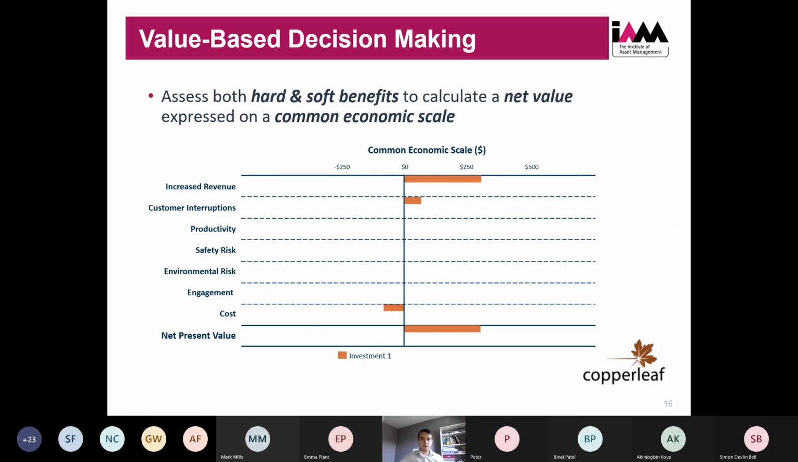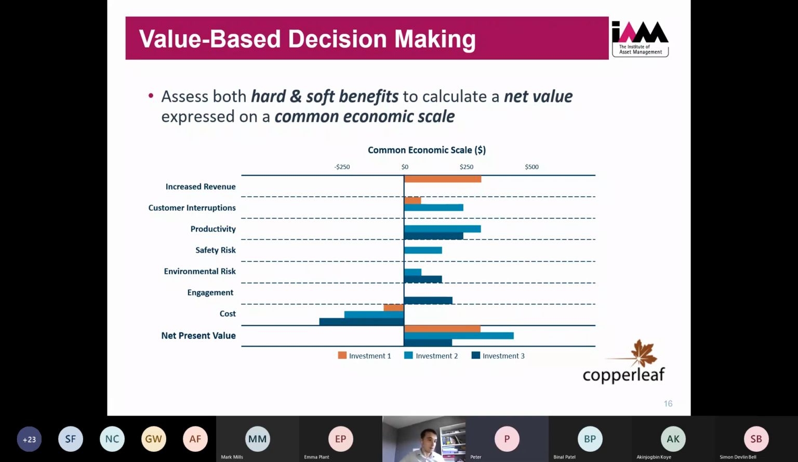So the real power of this framework is when a need comes to compare dissimilar investments, such as the second and also the third investments here, which have value drivers in the areas of productivity, safety risk, environmental risk, and also ones that come at different costs too. So what this allows is the direct comparison of those dissimilar investments on a value-focused basis. So in this example, it allows me to see that whilst the first investment is less expensive than the second, the second is expected to deliver ultimately greater value, shown at the bottom here in this example in terms of net present value.